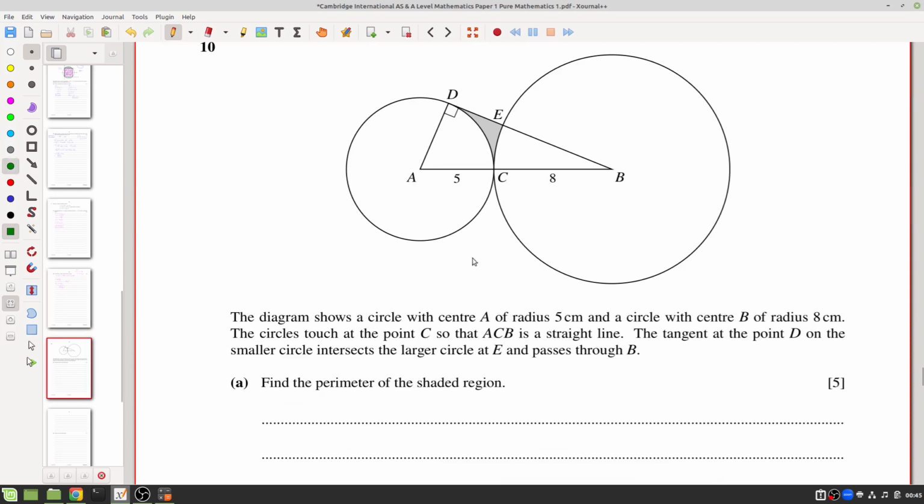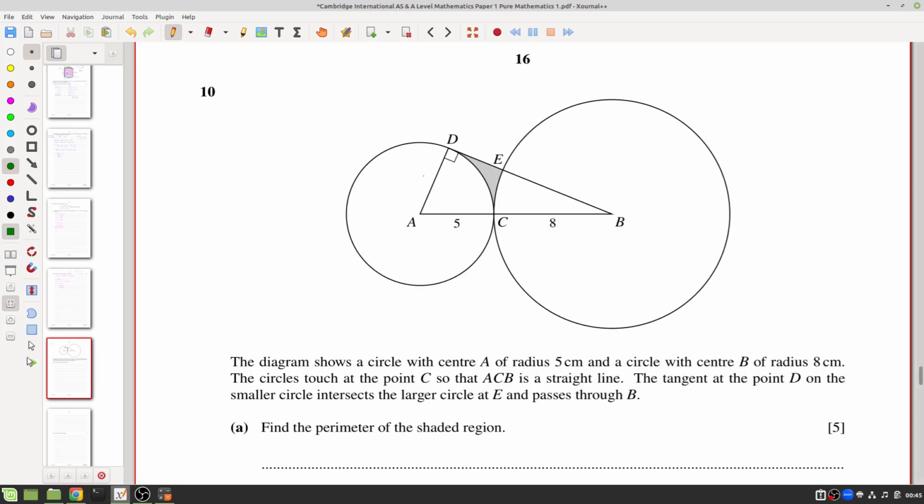Next question. So here, the diagram shows a circle with center A of radius 5. Just let me put in the 5 here. And a circle with center B of radius 8. Okay, so we know this part is 8 as well. So radius. The circles touch at the point C, so that ACB is a straight line. Okay, that's a straight line here.